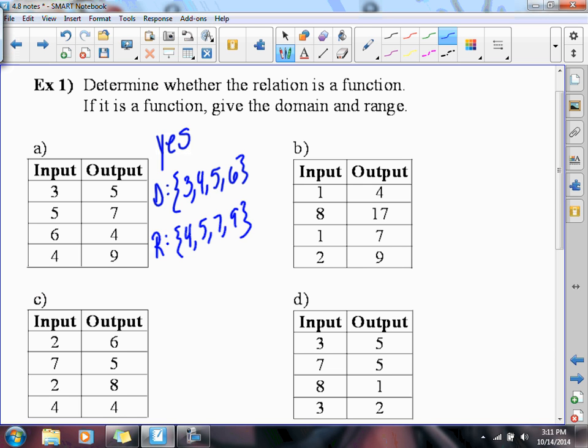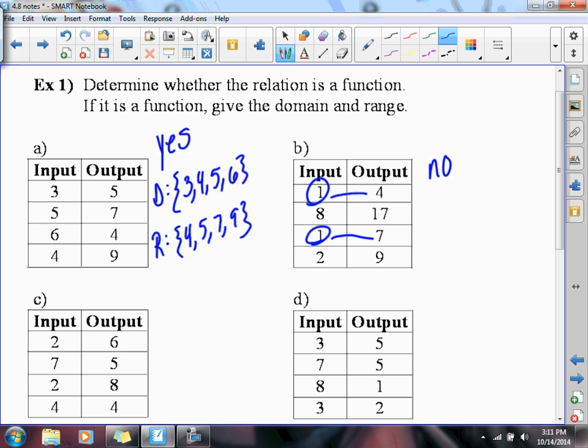Okay? For part B, if I look at my input column in the table, my x values, notice I have a 1 and a 1. And that 1 gives me a 4, and then I put that 1 back in and it gives me a 7. No, that's not possible. That's not a function.